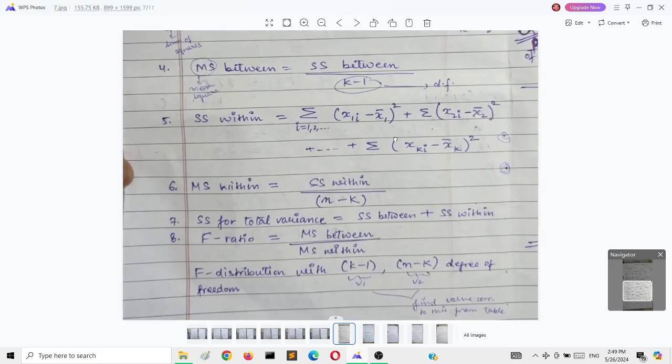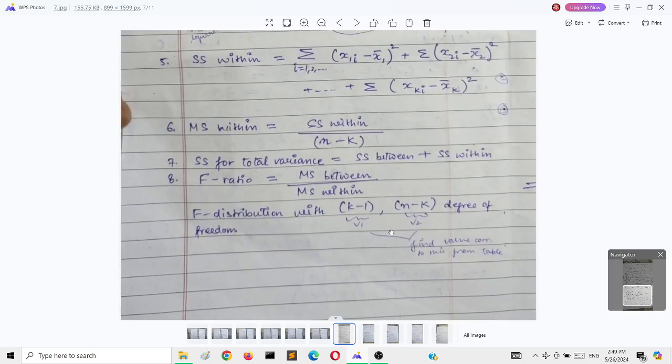For getting SS within, just subtract the mean of sample 1 from each of the values in the sample, square everything, and add in a similar fashion for all samples, then divide by n minus k. This is your MS within. Total variance is adding up those, or one of those, but the F statistic is between by within.